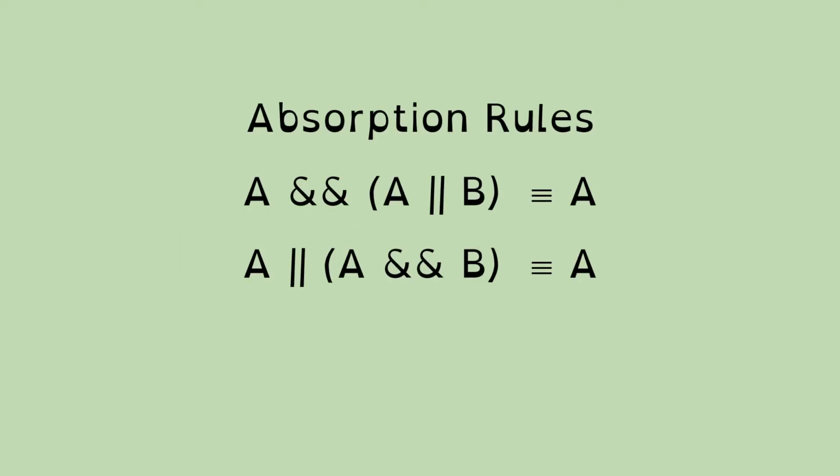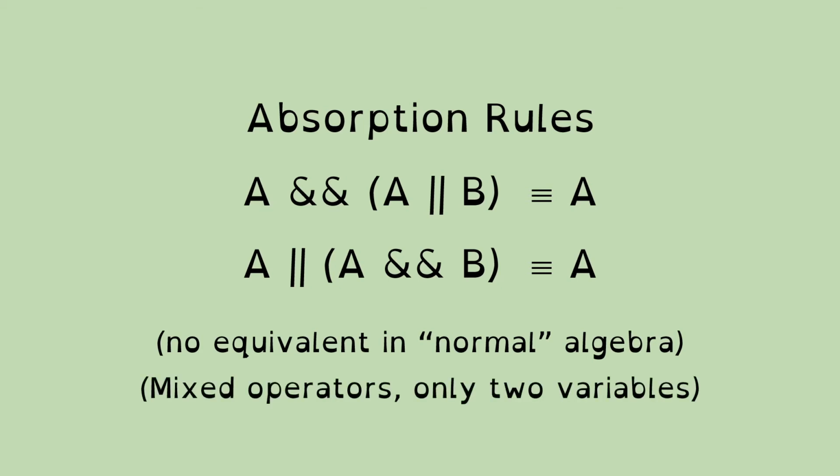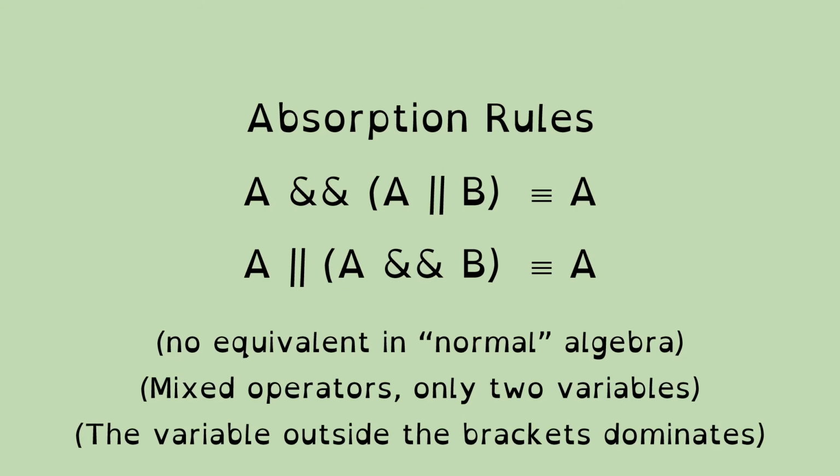So something a little different now. Up until now, the rules that we've had have been very similar to equivalent rules that are in normal algebra. These rules, which are called absorption rules, have no equivalent in normal algebra. They're mixed operators, but there's only two variables. Instead, we've got a repeated variable. And what we'll see as we go through is that the variable that's outside the brackets dominates in these rules. So let's take them one at a time.